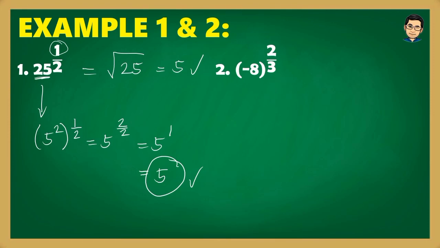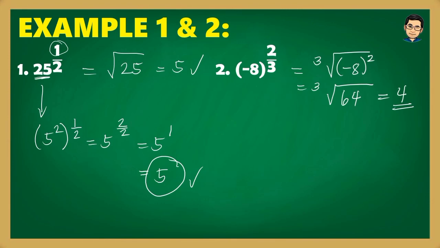Okay, next. The quantity of negative 8 raised to 2/3, pwede siyang isulat as cube root of the quantity of negative 8 squared. And then, simplify natin siya, cube root of the quantity of negative 8 squared, that is negative 8 times negative 8, magiging 64. And the cube root of 64 is 4. Kasi 4 times 4 times 4 is 64.